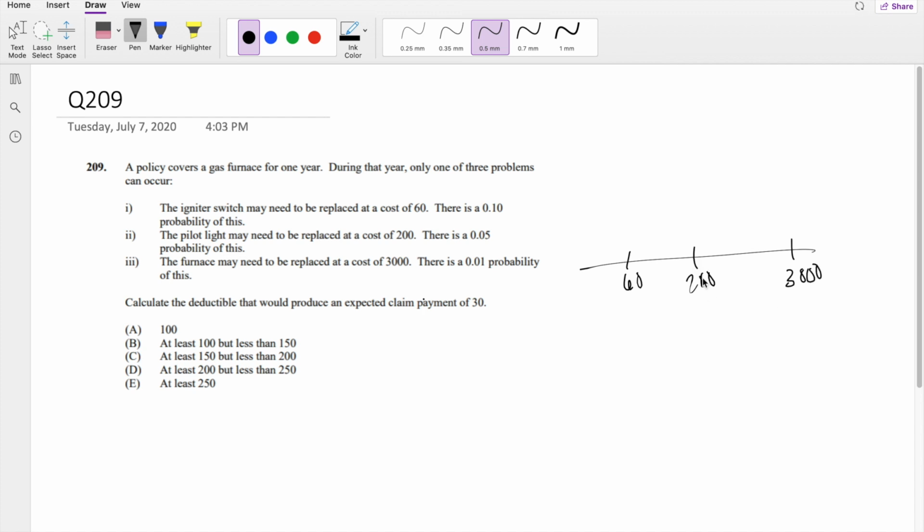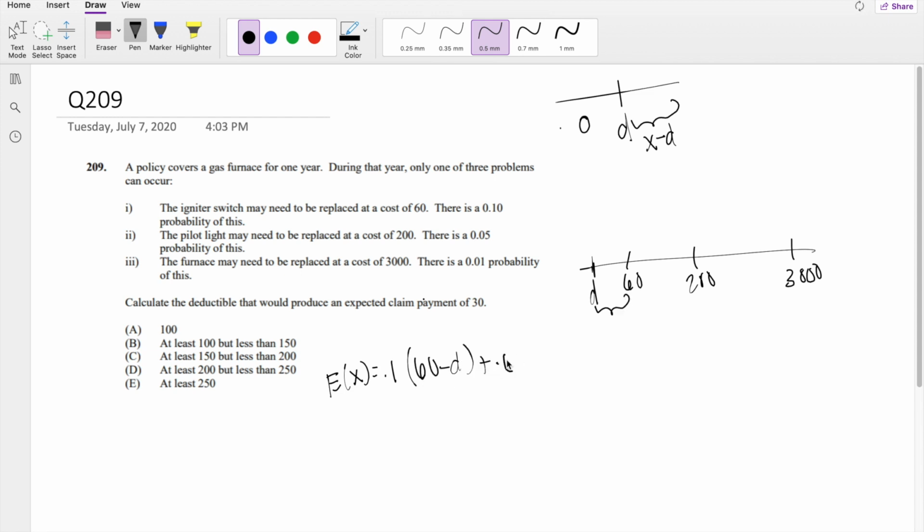So the expected claim payment is equal to the probability, which we know is 0.1 for this one. Let's first think of it normally with just one. If this is the deductible, anything before the deductible, the company pays 0 because the customer is paying for the whole thing. But everything after the deductible, they're paying for the loss, which is X, minus the deductible, D. So if the igniter switch needs to be replaced at $60, and the deductible is here, the claim payment will be 60 minus D.